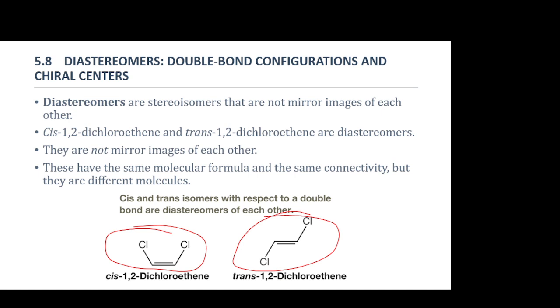Okay, so diastereomers. Again, these have the same molecular formula. They have the same connectivity, different molecules. So this is that other branching we were talking about. Okay?